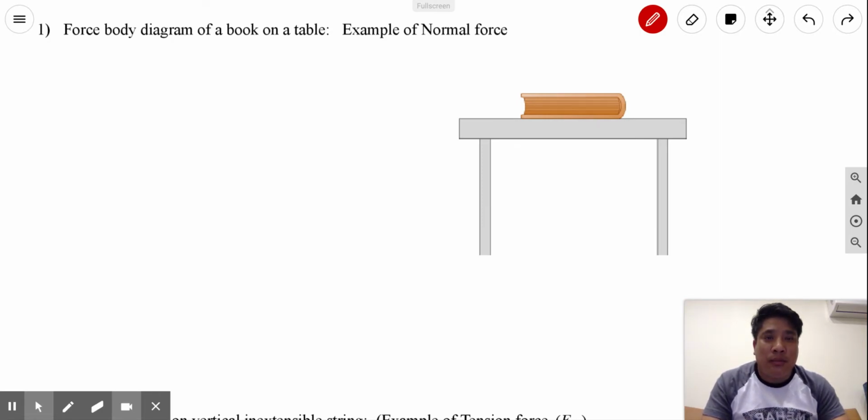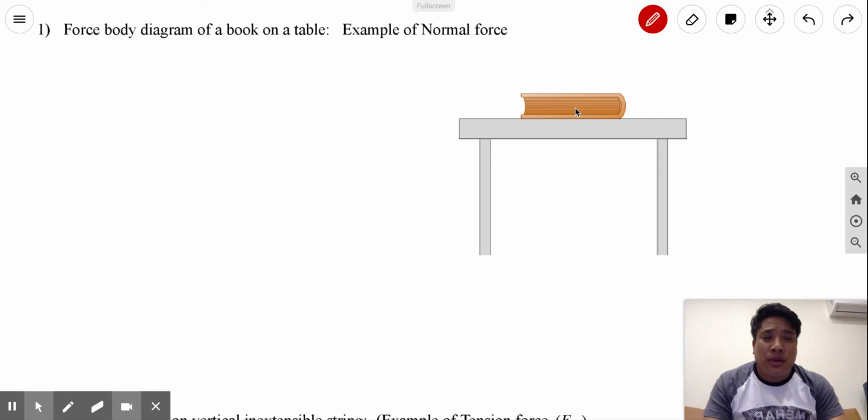A force body diagram is a way of representing different types of forces acting on an object by representing the magnitude and direction of each force acting on the object. It also helps us find the net force acting on the object. For this, we're taking an example where a textbook is resting on a table. According to Newton's second law, the net force acting on this textbook will be zero because the textbook is not moving. So let's find out what the different types of forces acting on this textbook are.